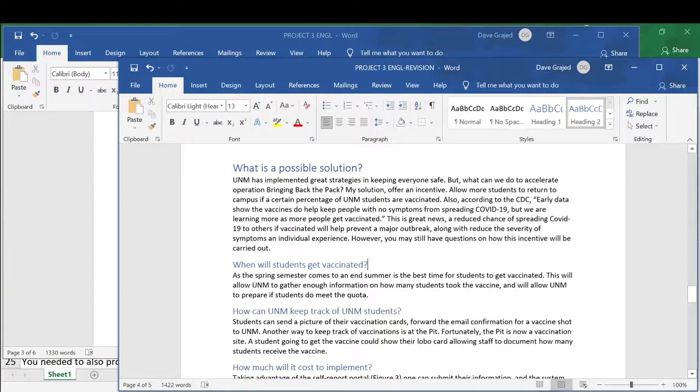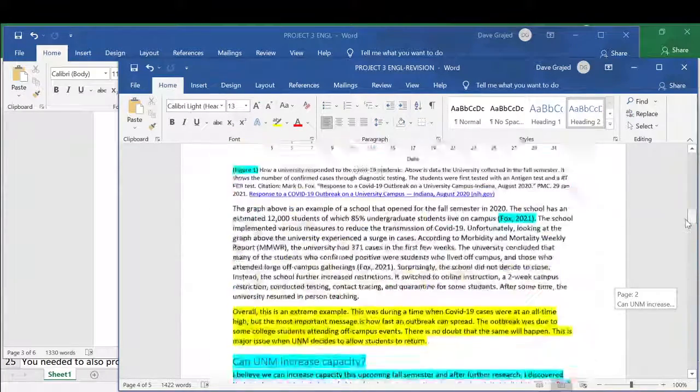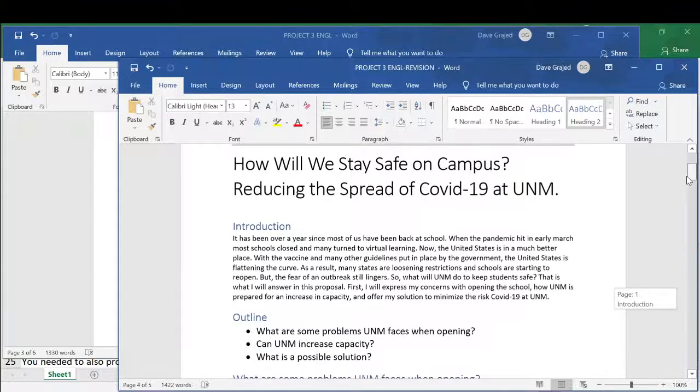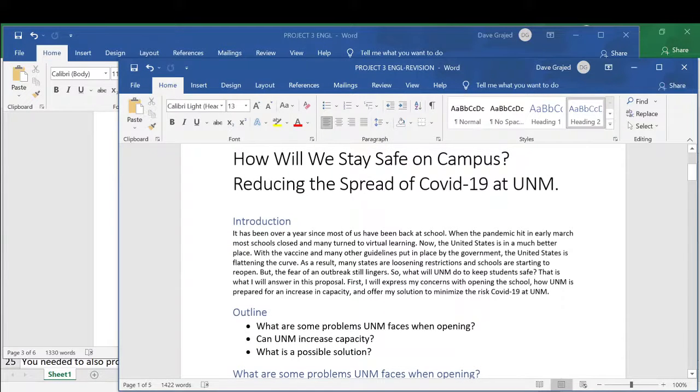The next comment referenced my introduction. The intro in my first proposal did not describe a clear objective. As a result, I rewrote my first paragraph to give a better understanding of the objective of this proposal.